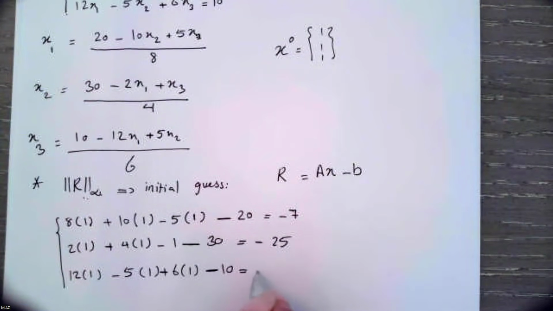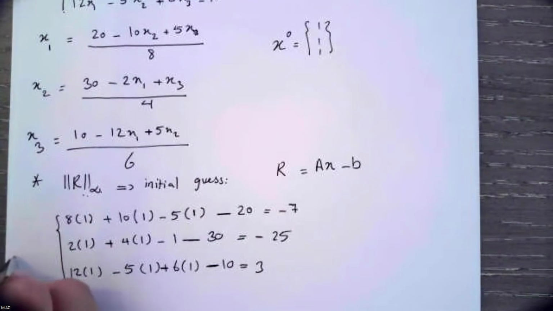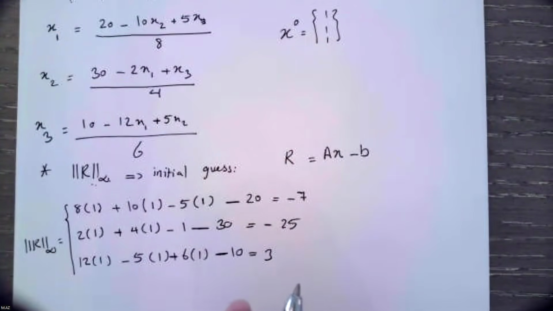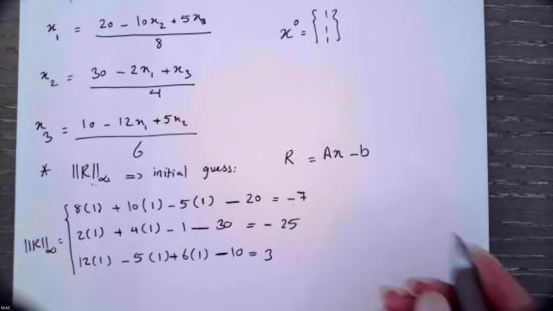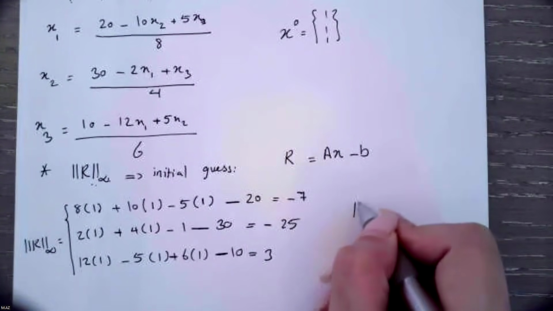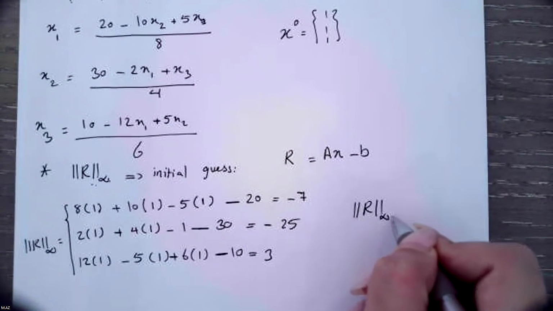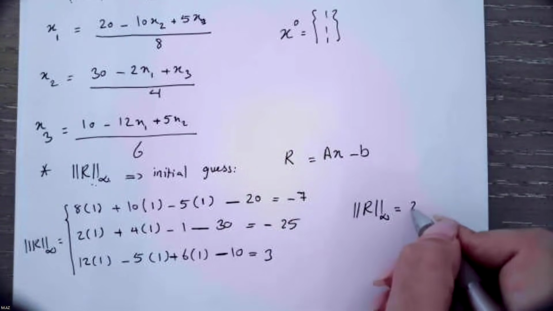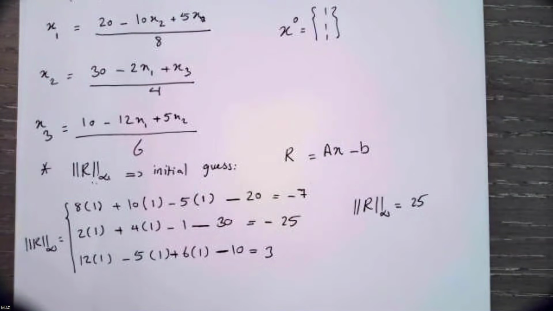Minus b, the answer is 3. We have to find the infinity norm of the residuals, as a vector. The infinity norm is the maximum value. For this reason, our answer is 25.